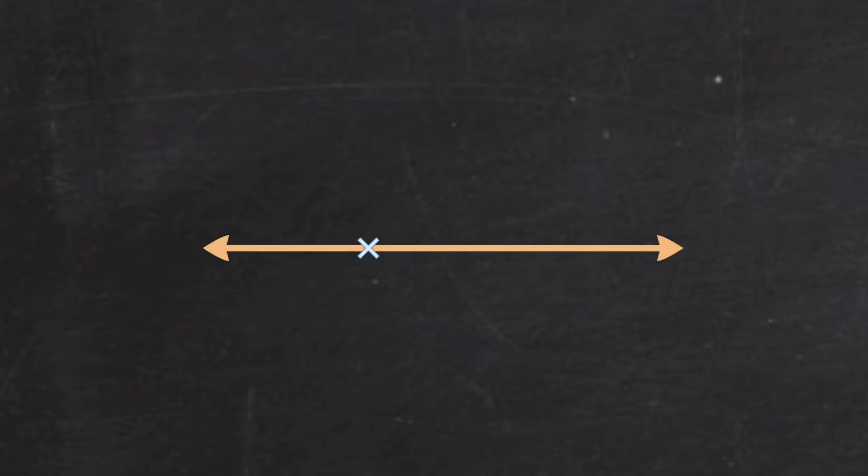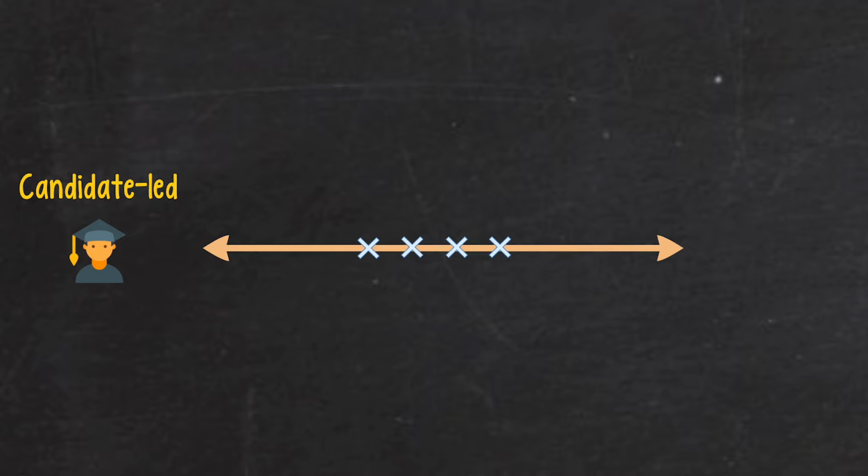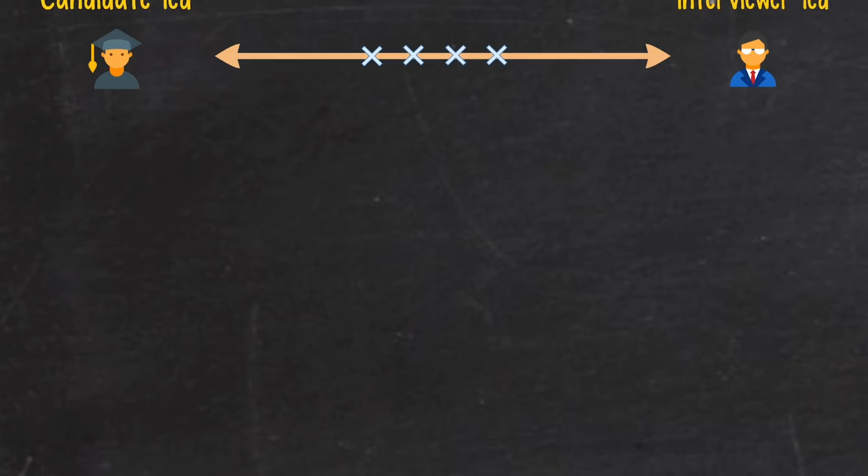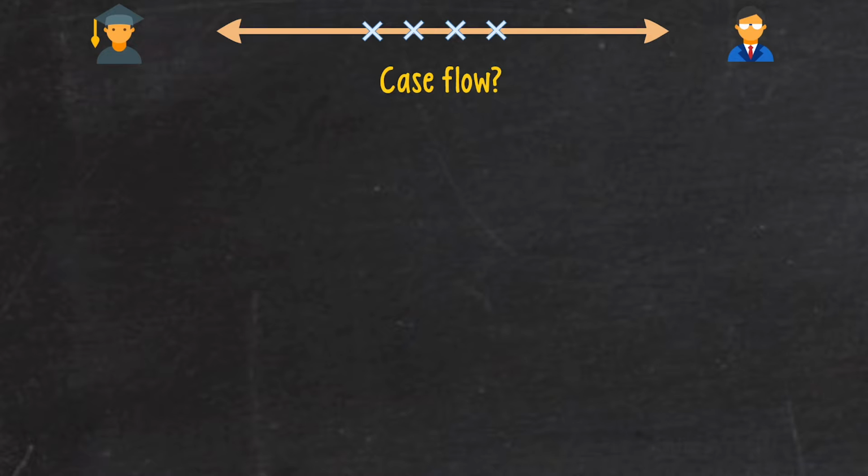Each case interview lies somewhere on a spectrum with two extremes, one being 100% candidate-led and the other being 100% interviewer-led. For case interview prep, it's important to understand each extreme in great depth. I've already covered the candidate-led side in a previous video, so this one is going to be about the interviewer-led side. Now, how does the case flow in each format?